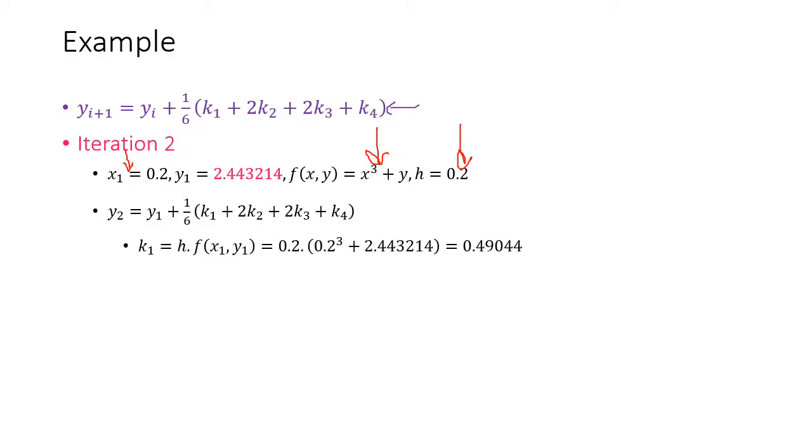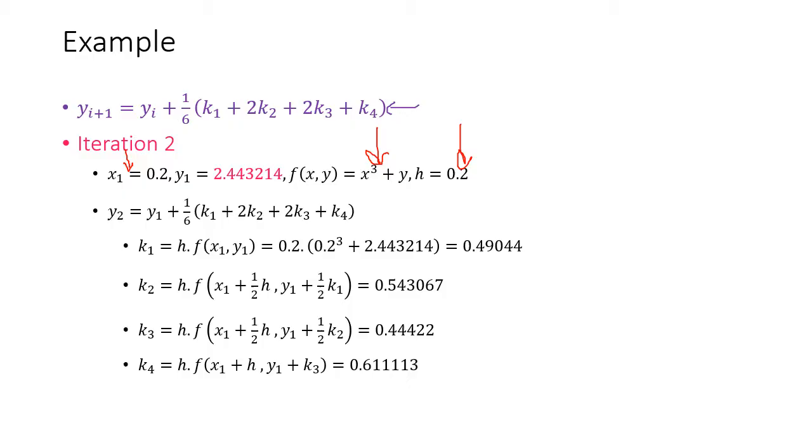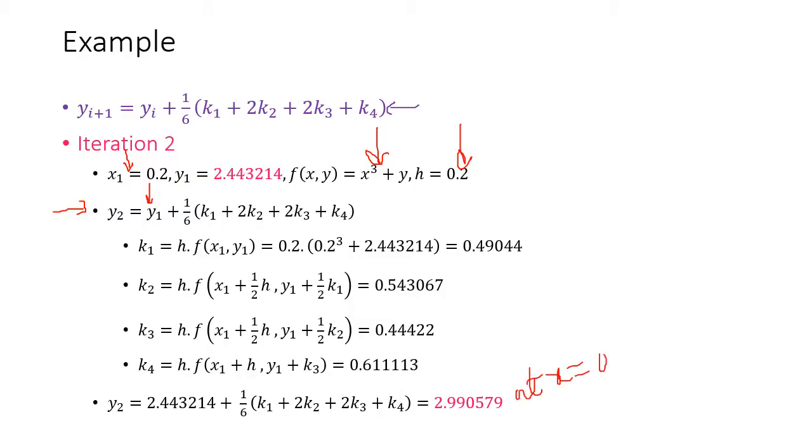Again we calculate the values of k1, k2, k3 and k4 similarly as we calculated during iteration 1. We substitute the values of the k's into this expression for y2, and also we substitute the value of y1, so we get the value of y2. This is also the value of y at x equals 0.4.